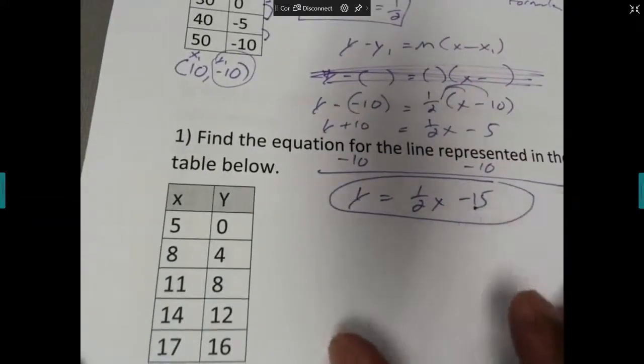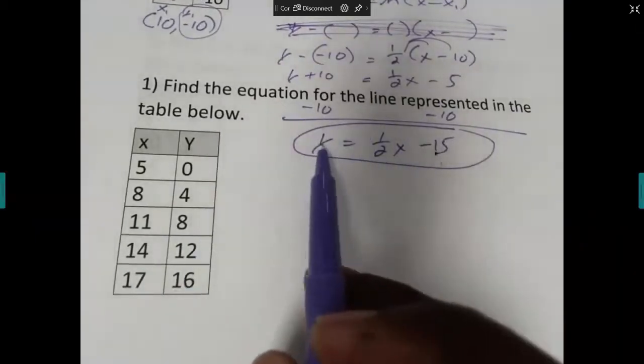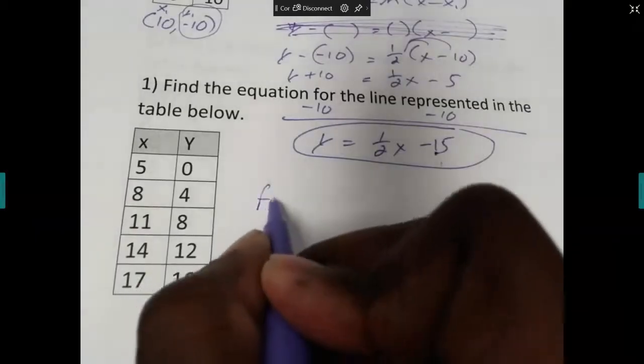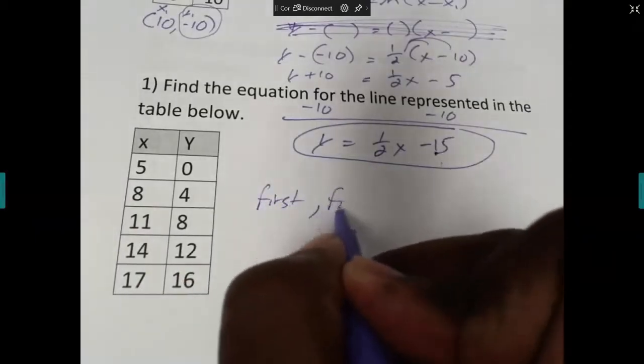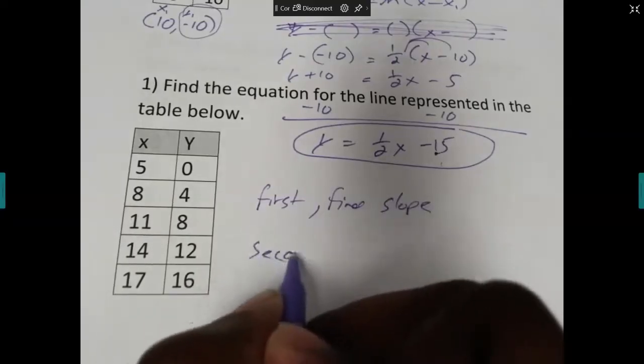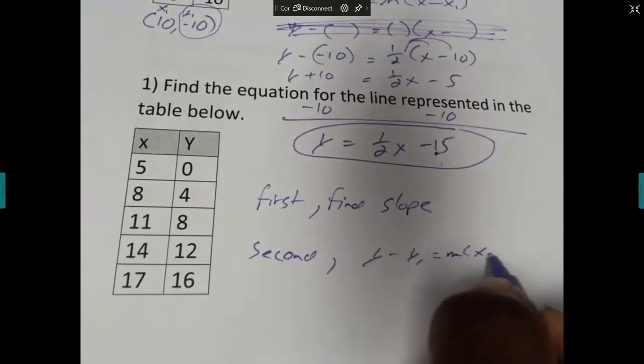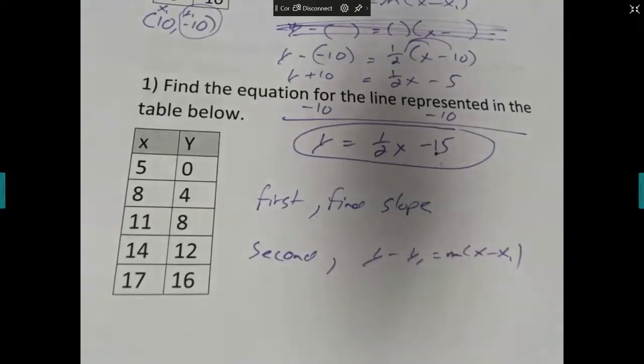All right, here's another one just like it. It says find the equation for the line represented by this table. We're going to first find slope. Second, use the formula. If you think you're ready to go, you can continue the rest of this page. But I'm going to do this one as well.